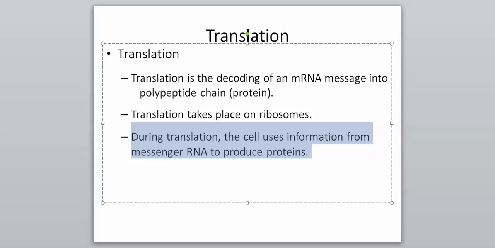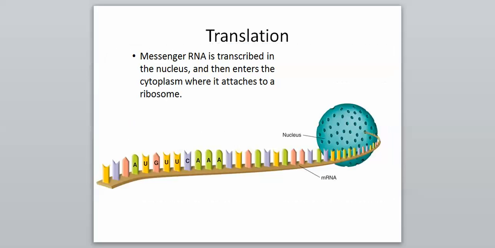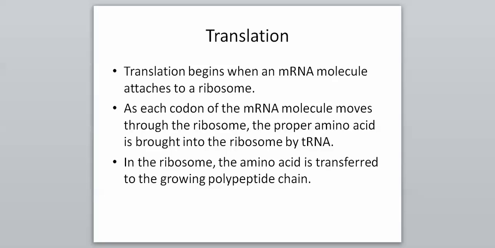And so step by step we're going to look at how translation occurs. The first step is that messenger RNA is transcribed. Remember, that's just making RNA from DNA in the nucleus. Then it enters the cytoplasm where it attaches to a ribosome. After messenger RNA is made in the nucleus, it is sent out into the cytoplasm where it'll meet up with a ribosome. So that's step one, meeting up with the ribosome. And step two begins when an mRNA molecule attaches to the ribosome. Again, that's what we just said.